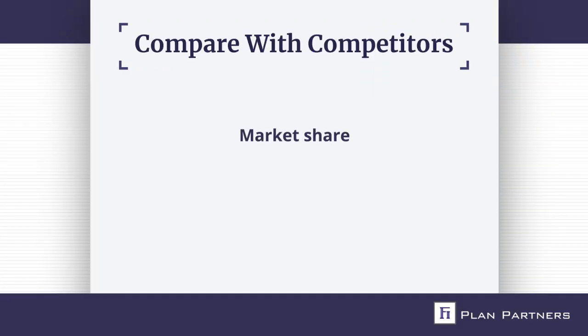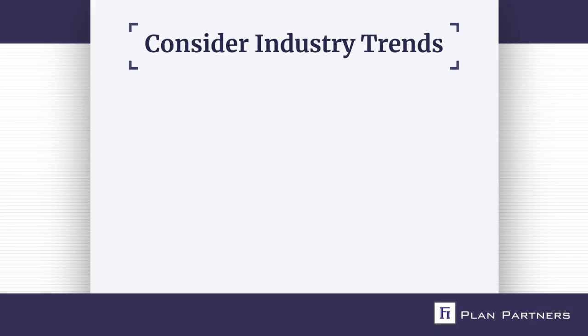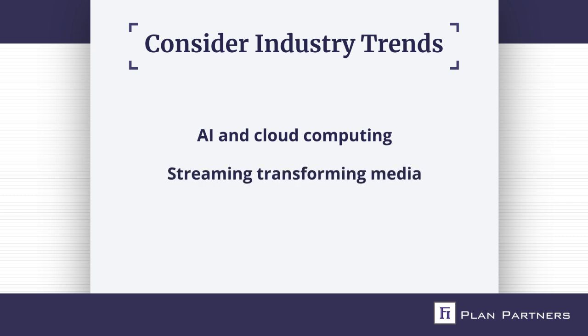The sixth thing we look at is we want to compare with competitors. So never analyze a company in isolation. You want to look at their market share, margins, growth rates. And then number seven, it's important to consider industry trends. So even strong companies struggle in declining industries. Some examples of trends: AI and cloud computing benefiting companies like NVIDIA, streaming transformation of media, companies like Netflix.